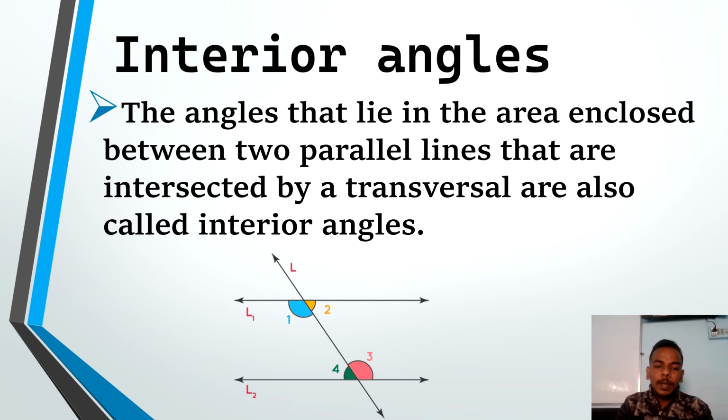So as you can see, angle number 1 and angle number 4, these two are your interior angles. Likewise, angle number 2 and angle number 3 are also called your interior angles.